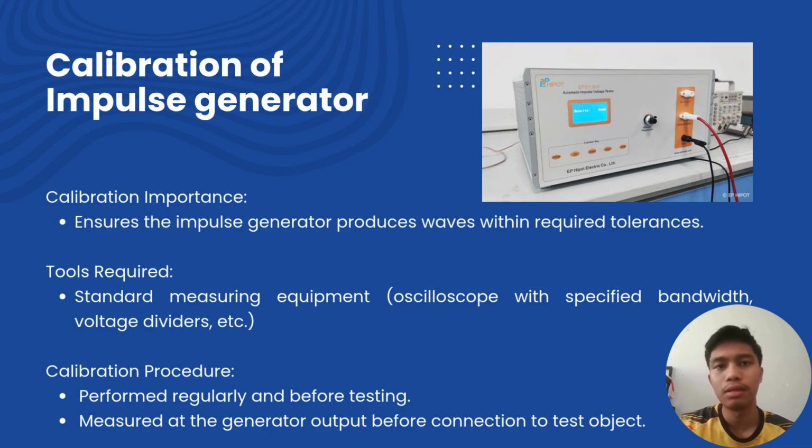Calibration must be performed before each series of tests, whenever the configuration changes, and periodically according to internal quality procedures. If the generator produces a wave outside of the defined tolerances, the test is invalid and must not proceed until recalibration is done.